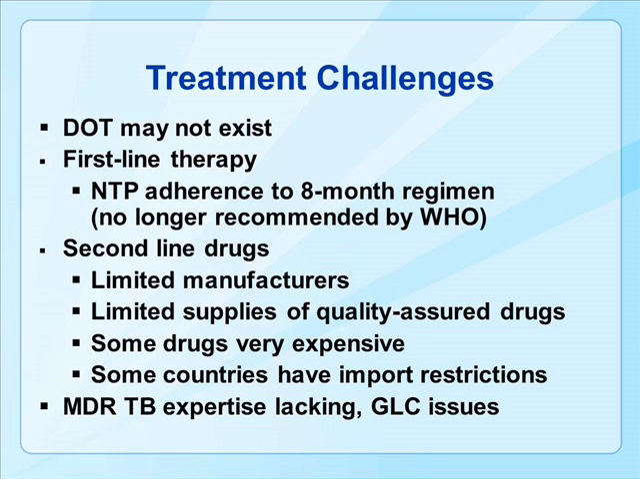For second-line drugs, we have seen some big challenges. As many of you may know, there are limited manufacturers for second-line drugs and limited supplies. And I know that in the United States, we've at times seen limitations in supplies of certain drugs, so that is definitely seen overseas. As we all know, some of these drugs are very, very expensive. And interestingly, some countries' own national TB programs or ministries of health may have import restrictions. MDR TB expertise can be lacking, and there's been issues maneuvering with the Green Light Committee on some of this through the years.